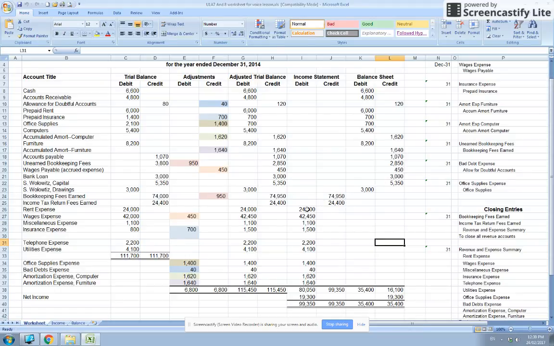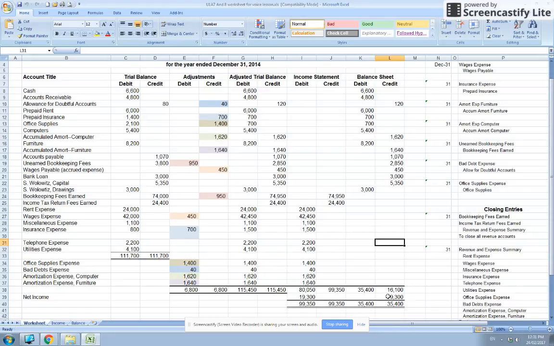Once you have transferred the amounts over on the income statement, then you total both columns, you subtract the two columns and put the difference on the lower side. So take $99,350, subtract $80,050, that gives you $19,300, and that is your company's net income. You need to indicate over to the left that it is net income. Add up both of the sides and they should balance.